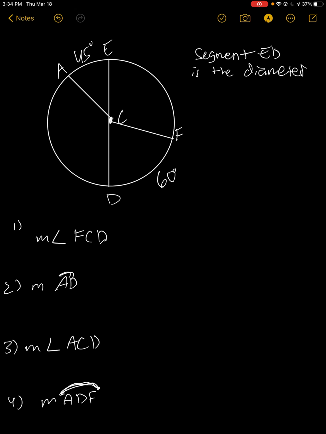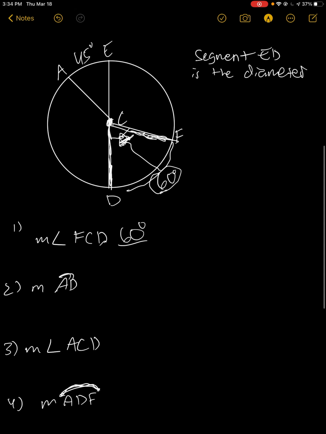So we know that arc FD is equal to 60 degrees, right? And we know that angle FCD is a central angle, because it starts at the center and goes off to the radius D and the radius F. So whatever is here is going to be the exact same thing here. So the measure of angle FCD is going to be 60 degrees because this is a central angle.